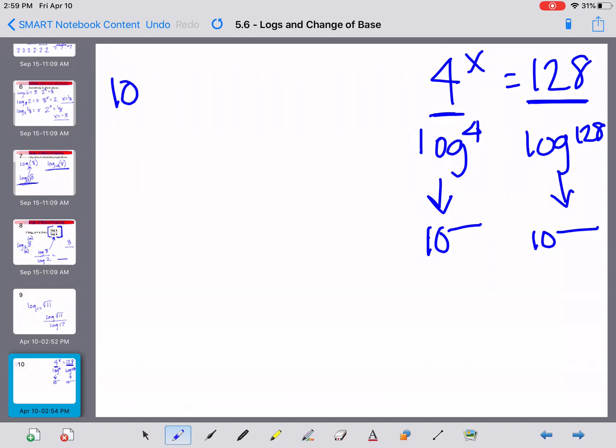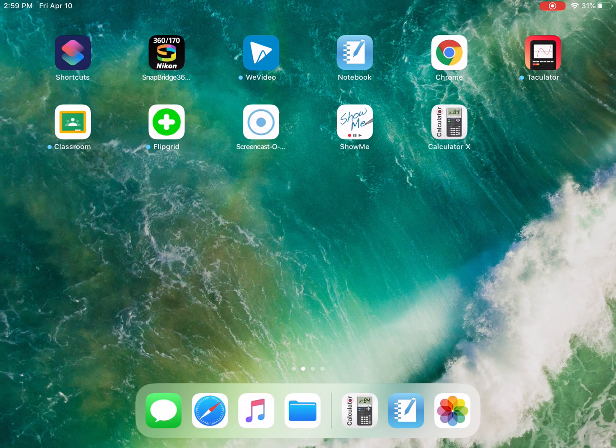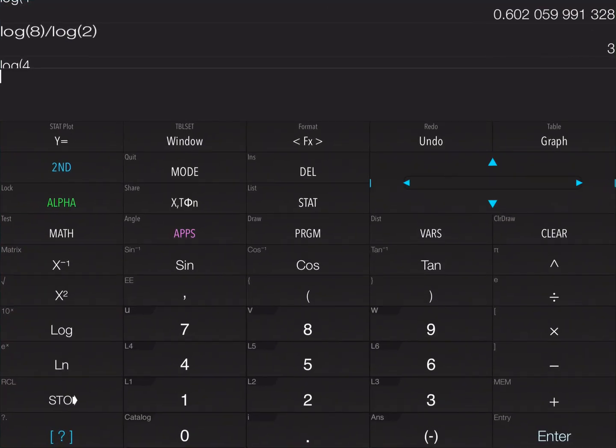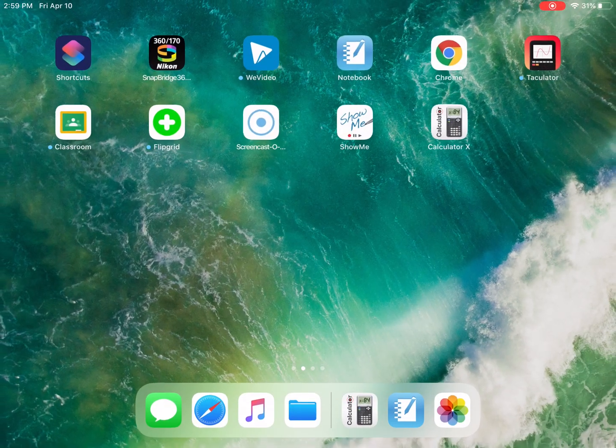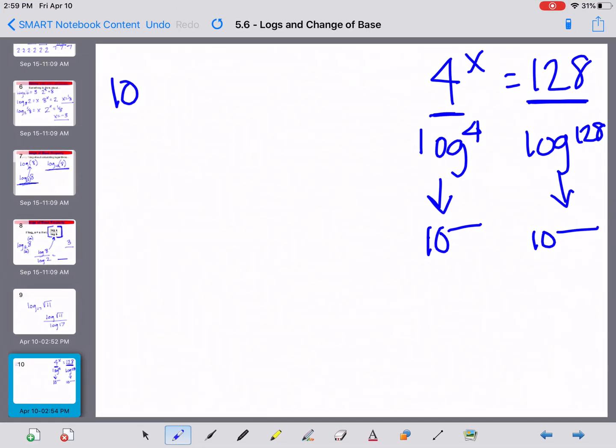So if I go 10 to the log of 4, let's clear everything. If I go log of 4, that gives me 0.6, this whole decimal. Let's just round it, try to keep it exact but not too long. So let's go 0.6021. 10 to the 0.6021, and remember I still have this exponent. So I just converted what 4 was. This is what 4 is equivalent to in base 10.